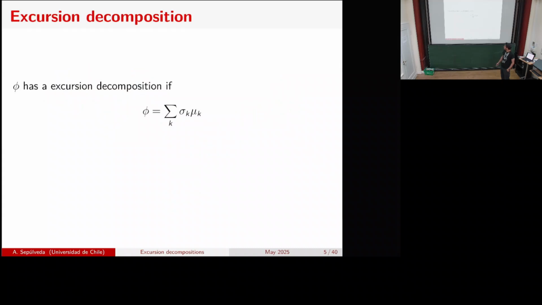To be more precise, phi has an excursion decomposition if it can be written as an infinite or finite sum of a measure times signs, but I want something else. First I want the measures to have a connected support, and furthermore the supports to be pairwise disjoint. This is true for the Brownian motion, because between 2 excursions there are infinitely many small excursions. And this is true for random walk because the measure is not supported on the points where it hits 0. And furthermore, I want sigma k to be i.i.d. Bernoulli 1/2, independent, and also independent of the measures mu themselves.